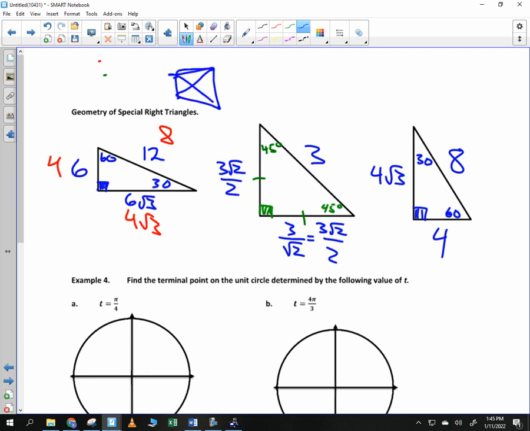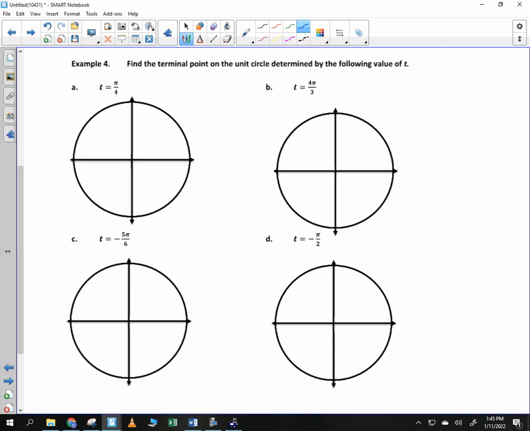Look at that. Connect the dots. Let's go. All right, you are now ready.